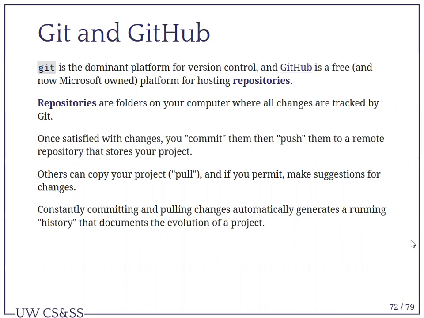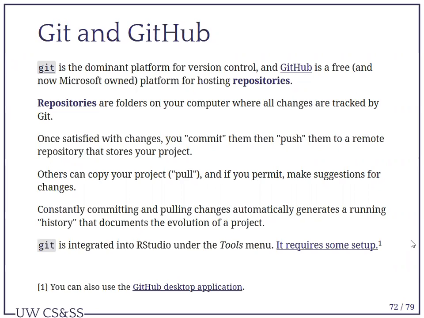Constantly committing and pulling changes automatically generates a running history that documents the evolution of a project. And this is why I was trying to say in the beginning of the class that if you really wanted to work hard, you could find all of the keys to all of the homeworks on GitHub. It's because the history of all of the times they have been pushed to the top of the website is there. Wasn't that hard?